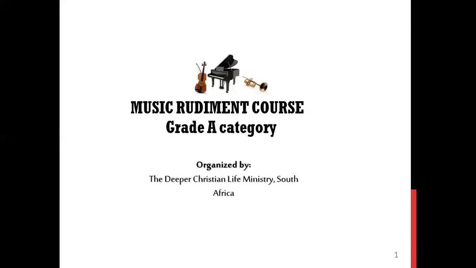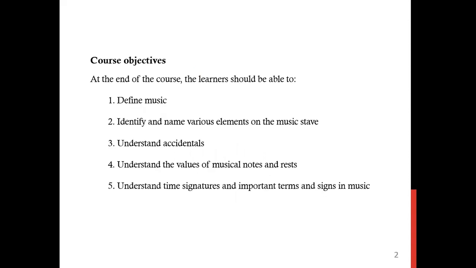So you're welcome once again to the Grade A category class for the Music Rudiment short course. At the end of this course, you should be able to understand what music exactly is, and be able to identify and name various elements on the music stave, be able to understand what accidentals are, understand the values of musical notes and also rests, understand time signatures and also important terms and signs in music.